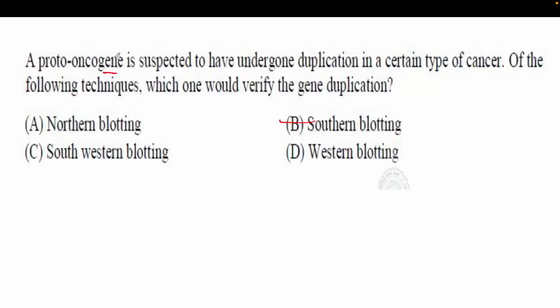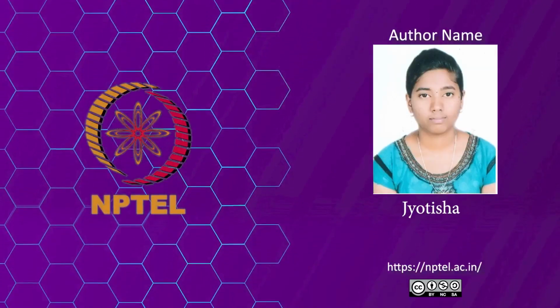A gene is always considered as DNA, not RNA. RNA is a transcript, which does not have any introns. So DNA is the gene. When you are talking about a gene, you have to consider the DNA, not the RNA. Here exons and introns both are there. So that's why the correct option will be southern blotting, not northern blotting. Understood?